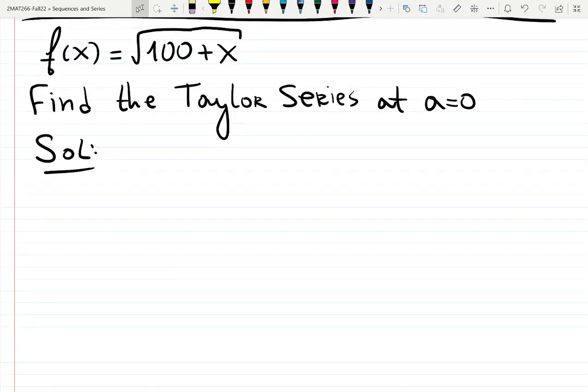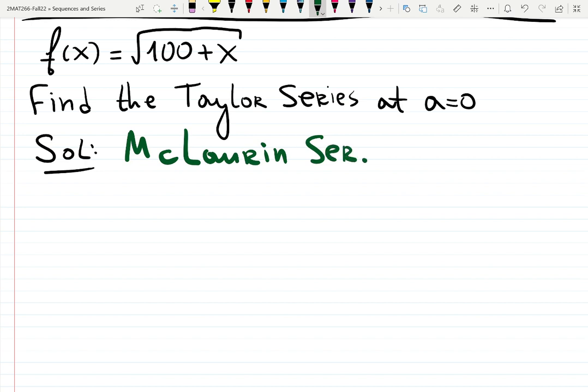For the function square root of 100 plus x, find a Taylor series expansion at the center a equals 0. If the center is 0, that's actually Maclaurin. This is Maclaurin series. You see, I skip the a after m, but they have both. MAC or MC, Maclaurin. I like skipping, less writing. Both are correct. So we want to find the expansion, Maclaurin series, because a is 0.